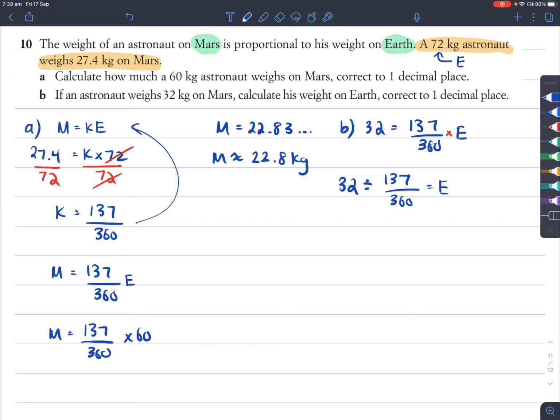So 32 divided by that fraction will give us E equals 84.087... So E would be approximately 84.1 kilograms. Okay, and that's the weight on Earth.